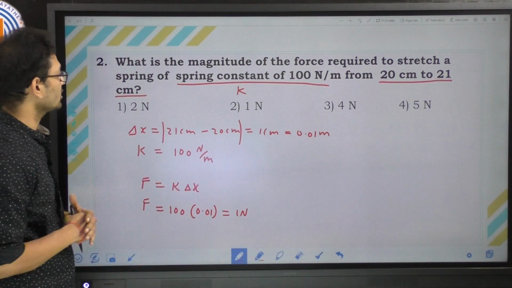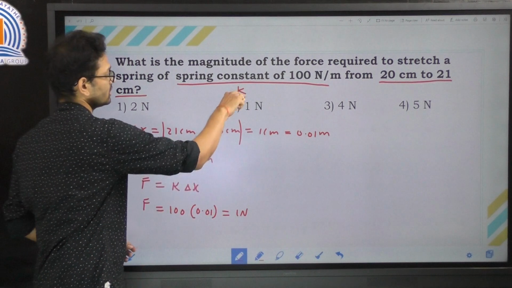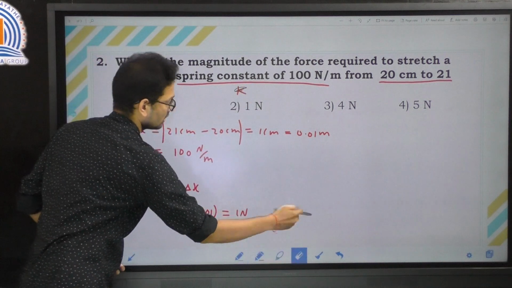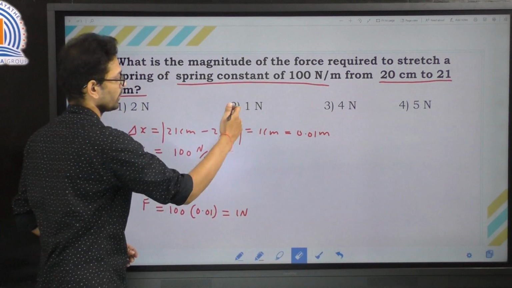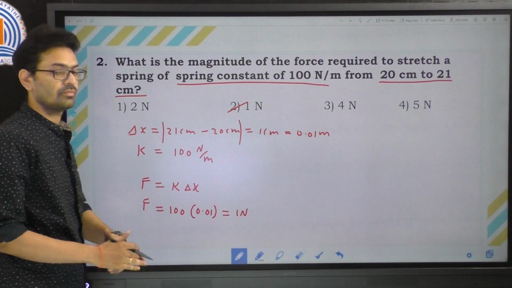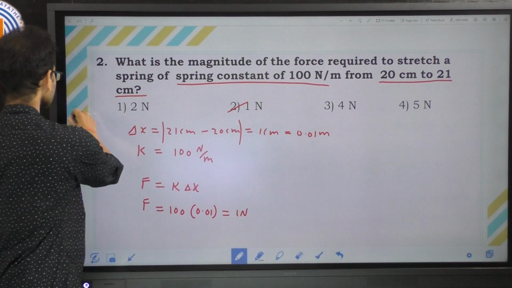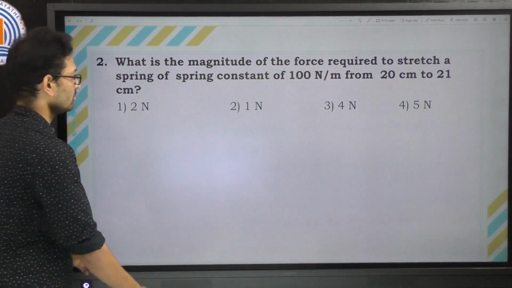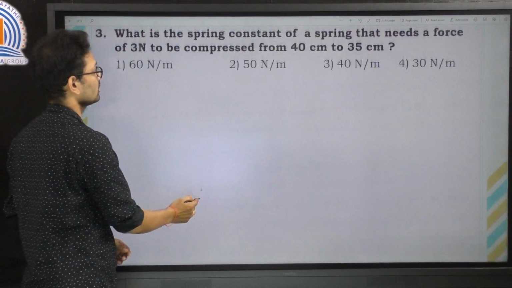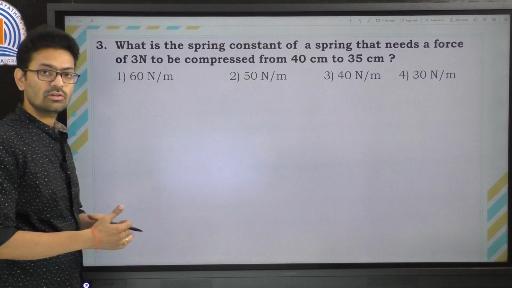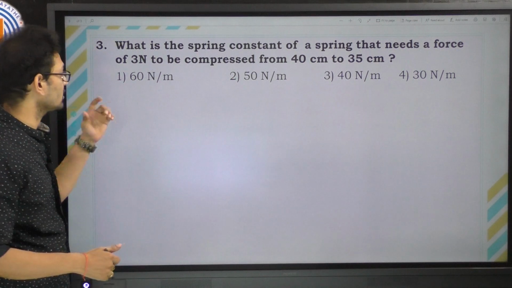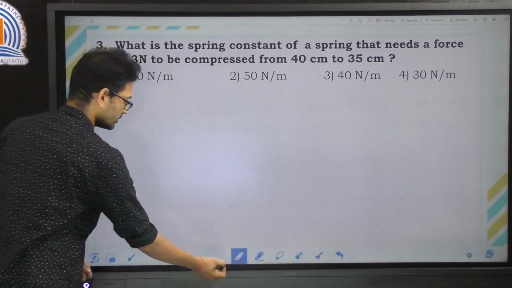Let us see which option it is. It is your second option. Right. So 1 Newton is your answer. Let us go to the next question. Hope this is helpful for you. Well, coming to the last question of your assignment, that is the third question. Now let us go with this explanation.